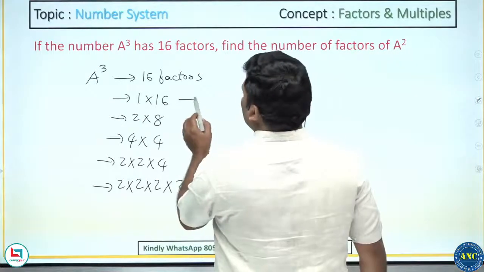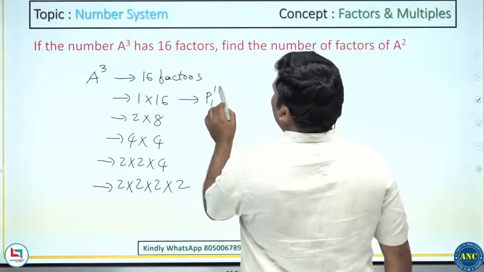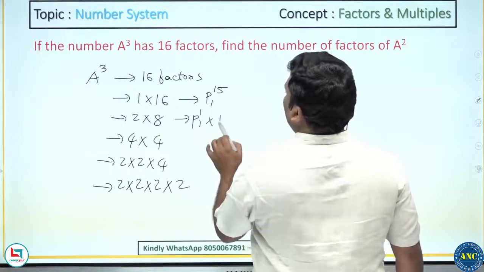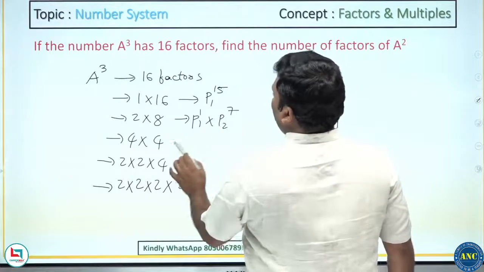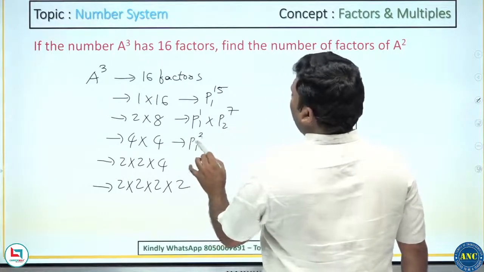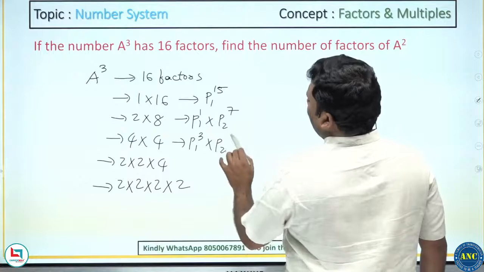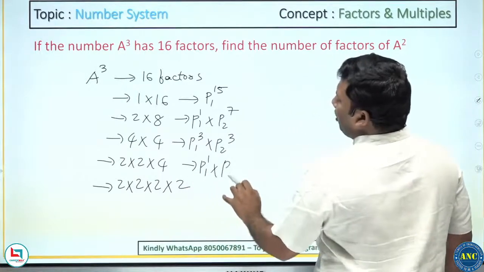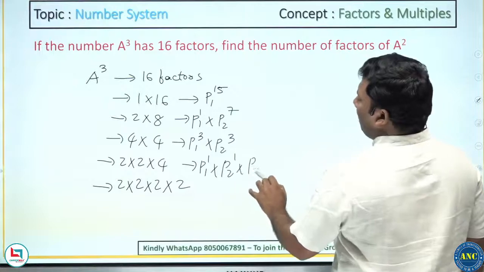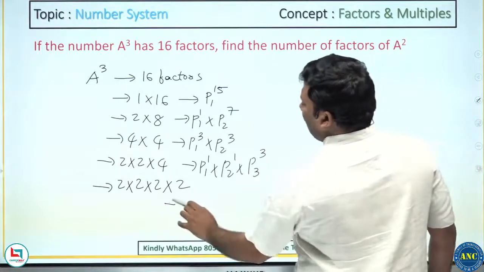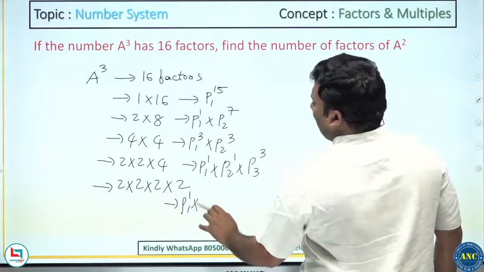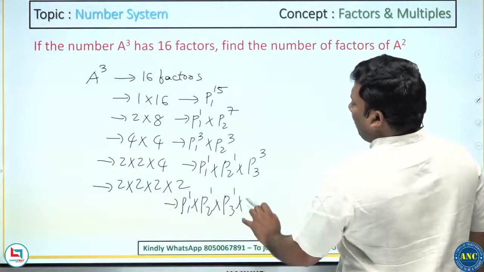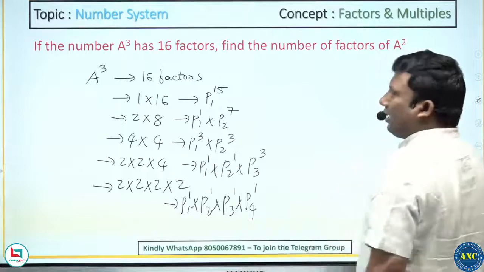Suppose this is nothing but p1 power 15. This is p1 power 1, p2 power 7. This is p1 power 3 and p2 power 3. This is p1 power 1, p2 power 1 and p3 power 3. These are p1 power 1, p2 power 1, p3 power 1 and p4 power 1. Now you will get an idea.